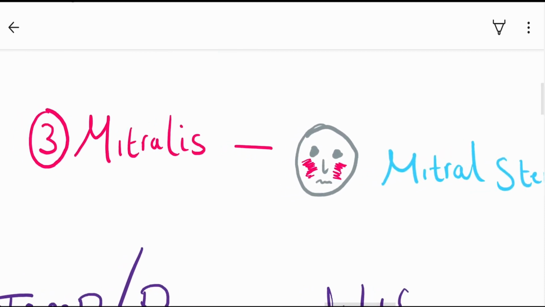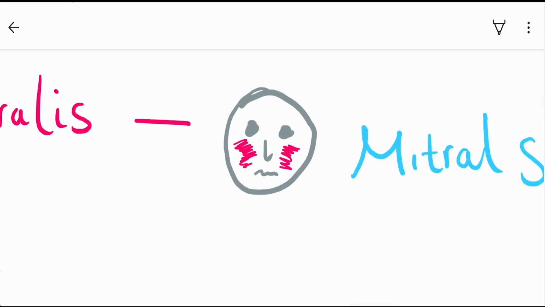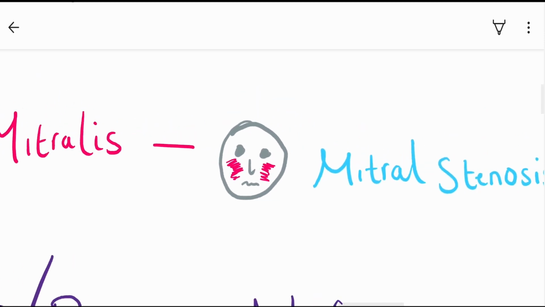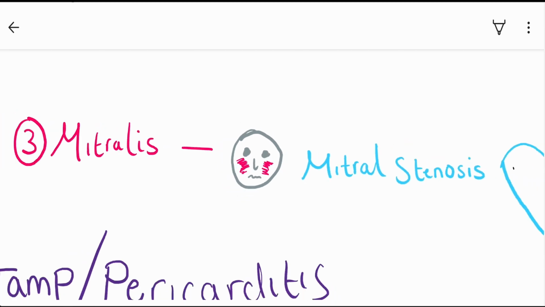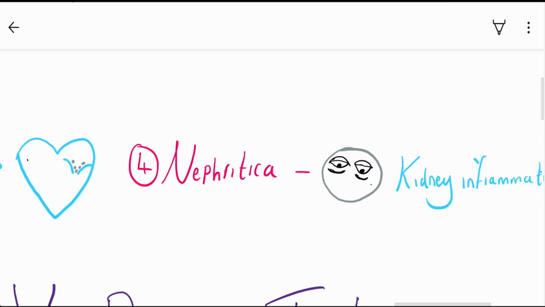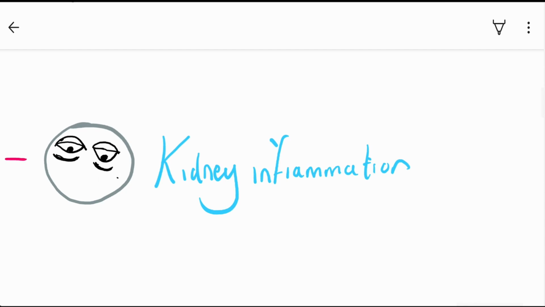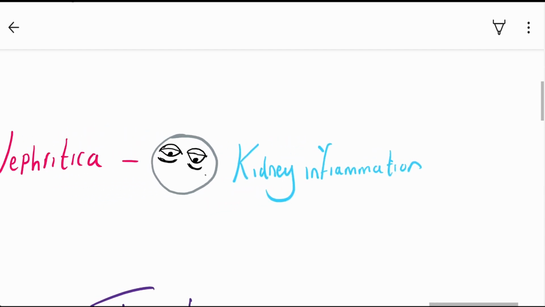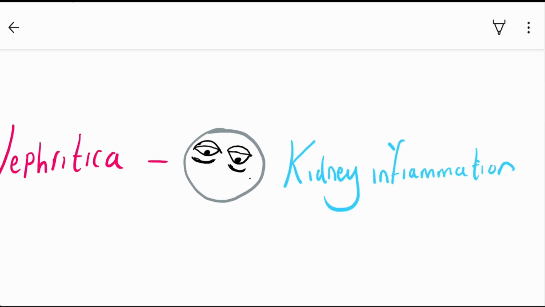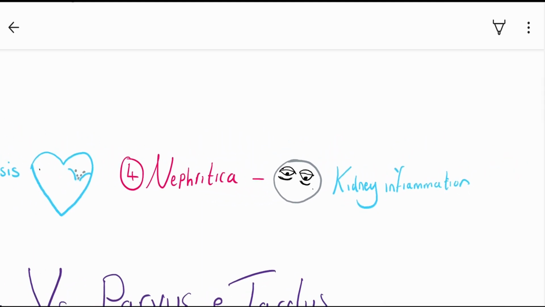Mitralis is to do with obviously the mitral valve, which is associated with your cyanotic individuals. All right, they'll have this reddish discoloration, or as the textbooks I've seen call it, a livid color. And yeah, so that's the mitral stenosis. And finally, nephritica. Nephritica is to do with kidney inflammation, kidney diseases. Basically, you have facial, or more specifically, edema of the eyes.